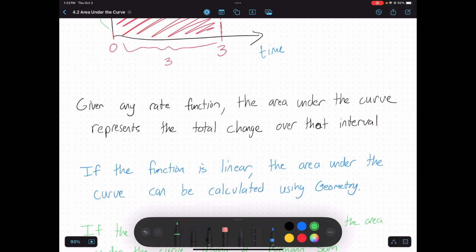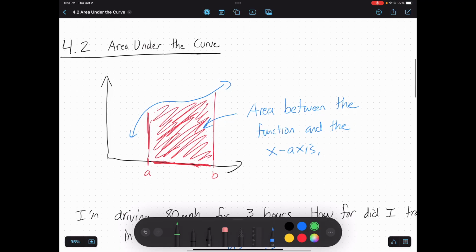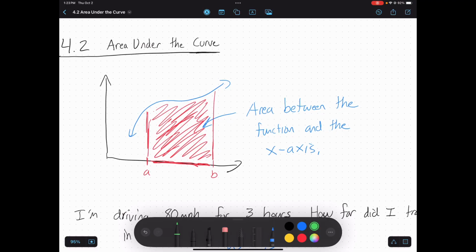Well, what if the function's not linear? What if it's something like this, where it's got a curve to it? If it's got a curve to it, the area it creates doesn't match any geometric shape that we know about. At least in most cases, it won't match. So how do I find this area? Well, right now, all we can do is just estimate. So that's what we're going to do. We're going to estimate the area under the curve.